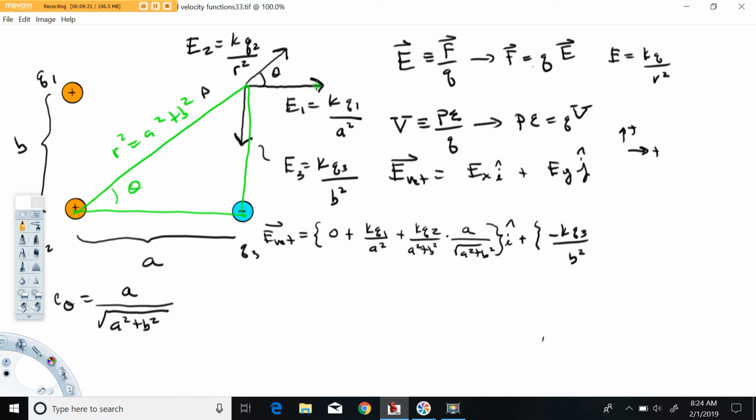Moving on, this one's y component is 0. And this one's y component is going to be the magnitude, kq2 over a squared plus b squared. Again, I'm replacing the r squared with a squared plus b squared, times the sine of the angle theta. That's the same as this angle theta, which is b over r, or in other words, b over the square root of a squared plus b squared.